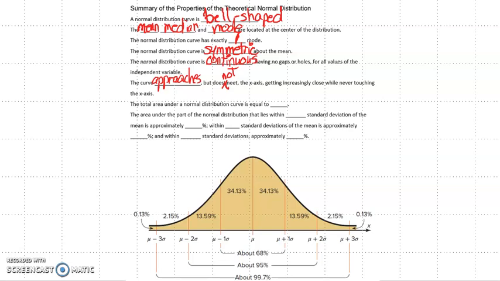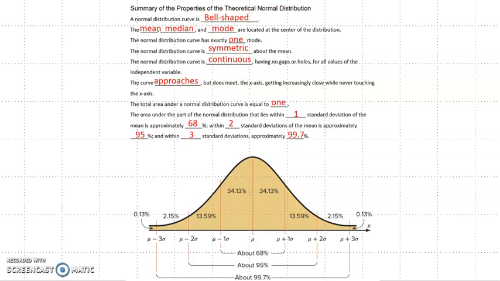The total area under a normal distribution curve is equal to 1. The area under the part of the normal distribution that lies within 1 standard deviation is 68%. And we've mentioned this earlier. It's called the empirical rule. 2 standard deviations of the mean is approximately 95%. And within 3 standard deviations, we've got 99.7%. Almost all of our data within 3 standard deviations. And this next slide is much better looking if you're taking notes from the slides.